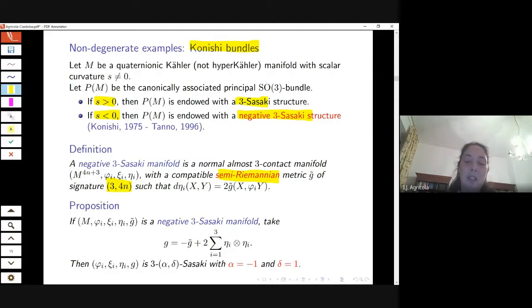And now if you take such a negative Freed-Sasaki manifold and we scale the metric in a clever way such that it becomes a Riemannian manifold, Riemannian metric, then this is exactly a 3-alpha-delta Sasaki manifold of negative type with alpha equal -1 and delta equal to 1. And then by homothetic deformations, I get many more and I can realize all parameters alpha and delta I want. Okay, so the upshot is by changing the sign of the metric in the vertical part of a Konishi bundle over a quaternionic Kähler manifold of negative scalar curvature, I get examples in the other class.